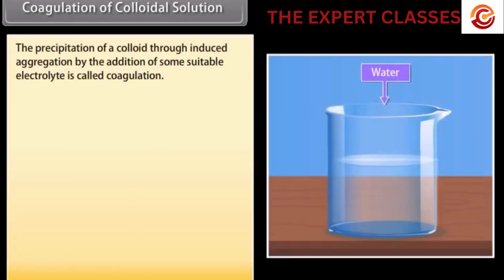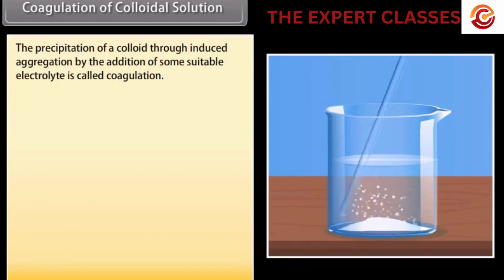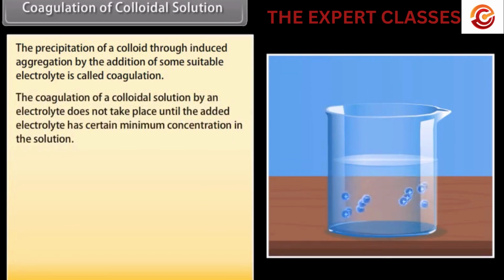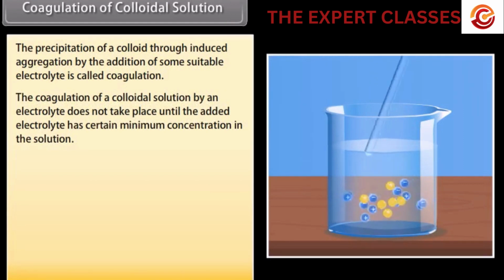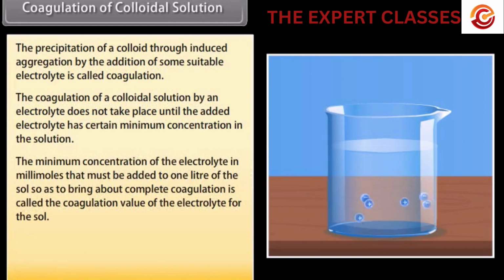Coagulation of colloidal solution. The precipitation of a colloid through induced aggregation by the addition of some suitable electrolyte is called coagulation. The coagulation of a colloidal solution by an electrolyte does not take place until the added electrolyte has certain minimum concentration in the solution. The minimum concentration of the electrolyte in millimoles that must be added to 1 liter of the sol so as to bring about complete coagulation is called the coagulation value of the electrolyte for the sol.